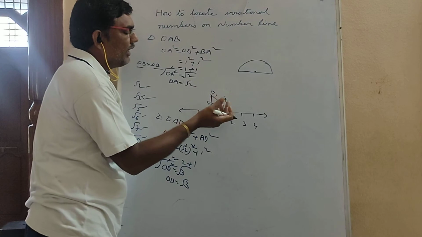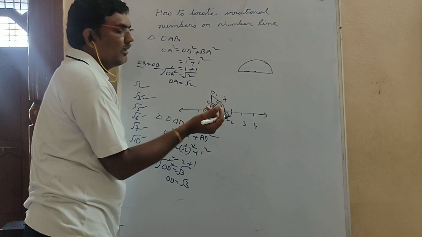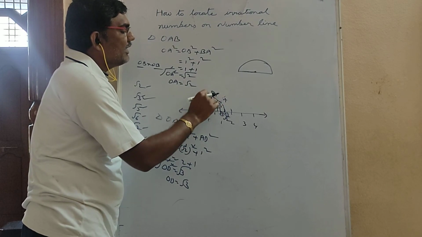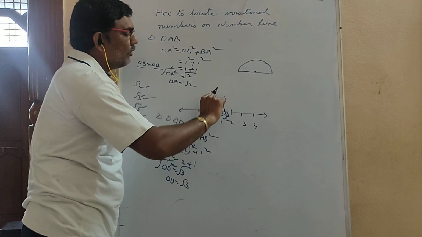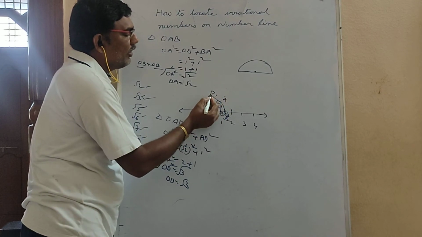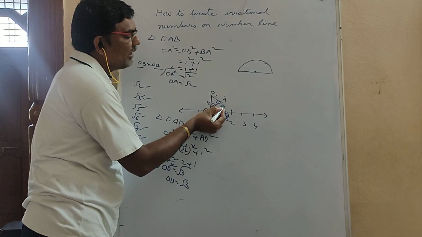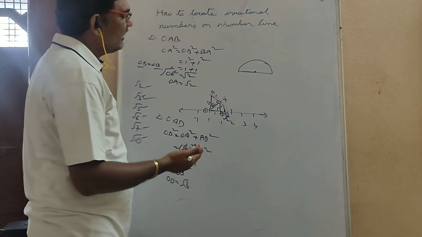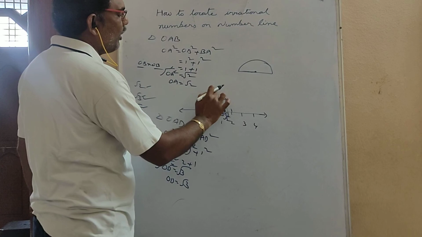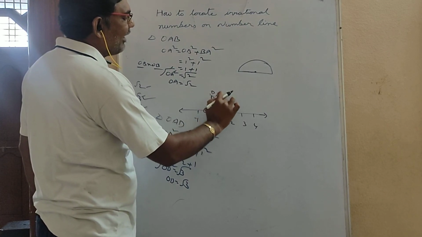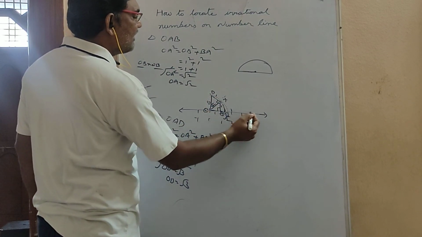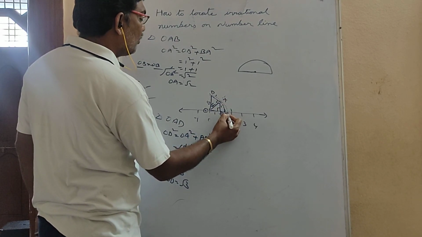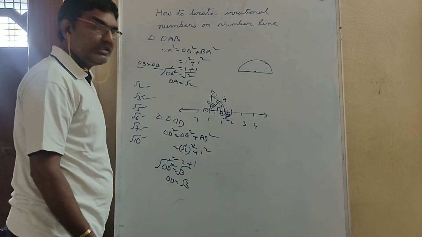Now the same, what you have to do? Take the compass. Metal pointer should coincide with O and pencil lead should coincide with D. Take OD as radius and draw a dotted arc towards the number line. Then the dotted arc meets the number line at one point. That point is nothing but root 3.